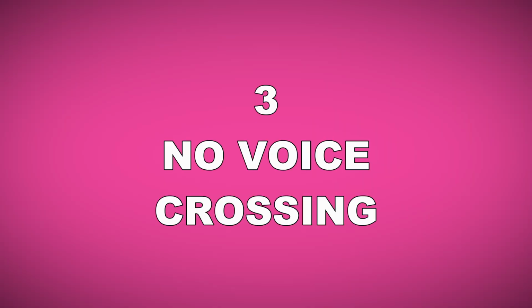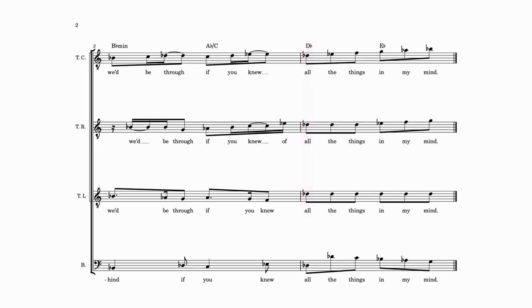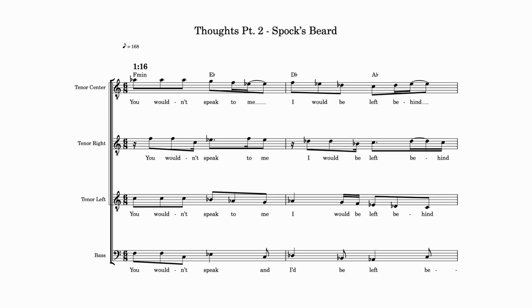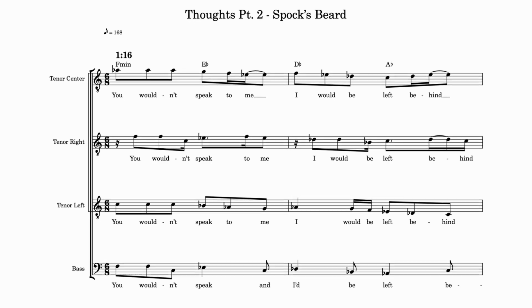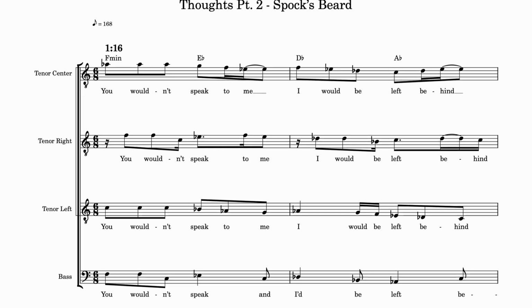Number 3, voices do not cross registers. Except for the occasional unison, each voice maintains its vertical position relative to the others, making it easier to distinguish the individual melodies. This would be even more important if it was the same singer singing all of the parts, but it's still a good practice to maintain regardless.